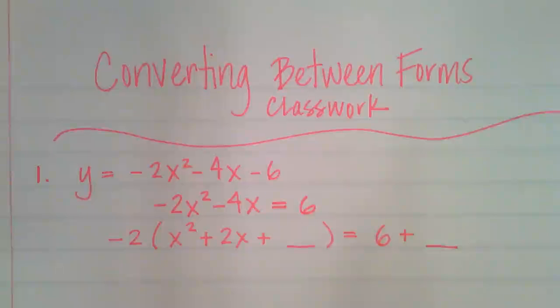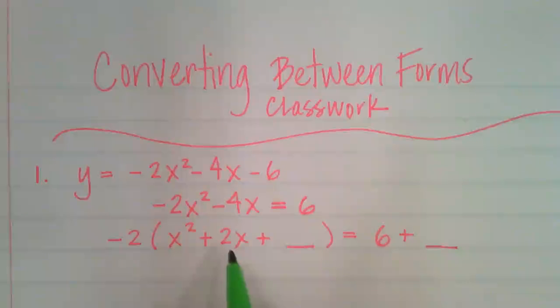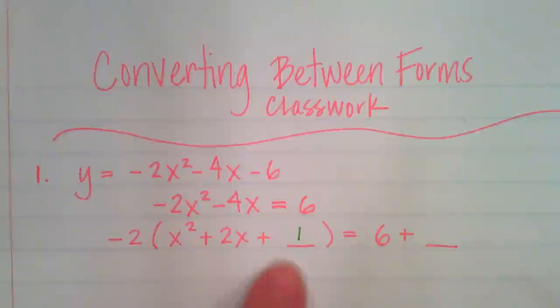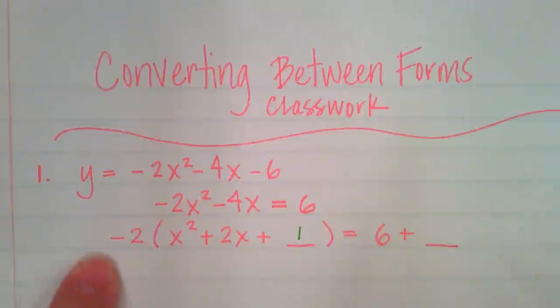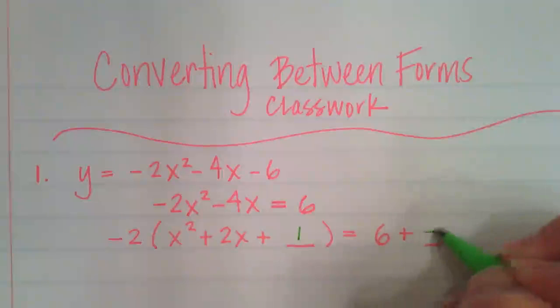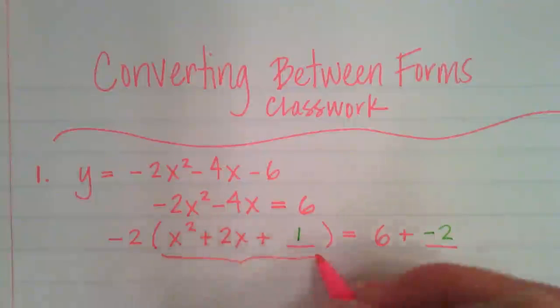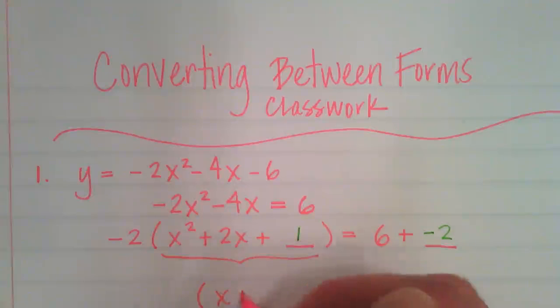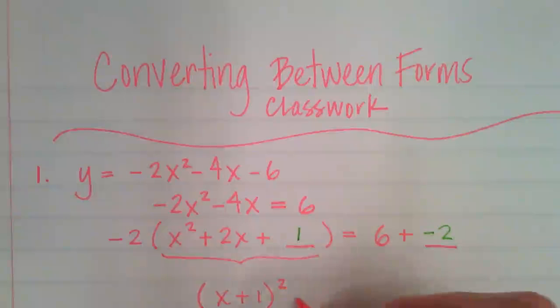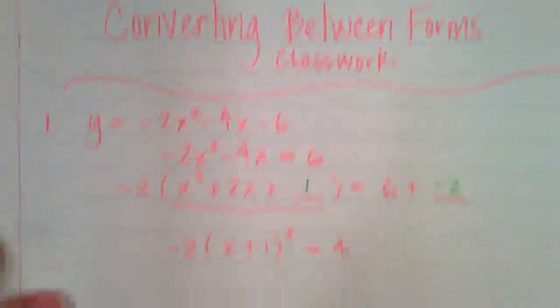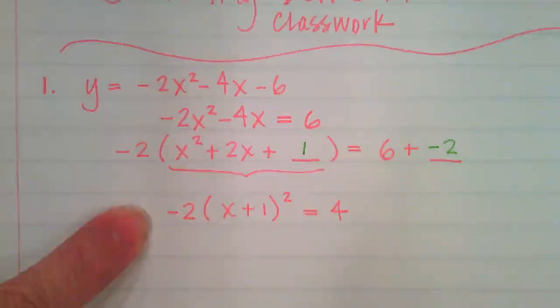So now we need to think about what is half of this squared. So half of 2 is 1, 1 squared is 1. But if we fill in a 1 inside a parentheses that needs to be distributed by -2, then we're actually subtracting 2 on the other side. So now this can be factored to be x plus 1 squared. It equals 4, and we can't forget about our leading coefficient that's outside.